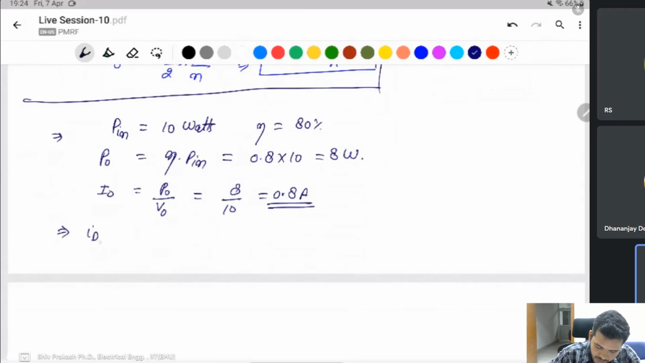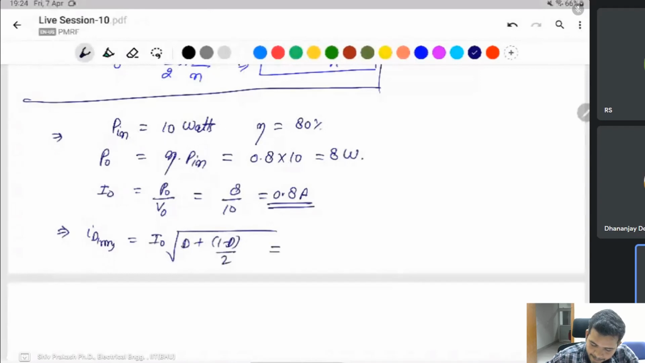Then diode RMS current is I naught root of d plus (1 minus d) divided by 2, 0.8, 0.4 plus 0.6 divided by 2, which is 0.67 ampere.